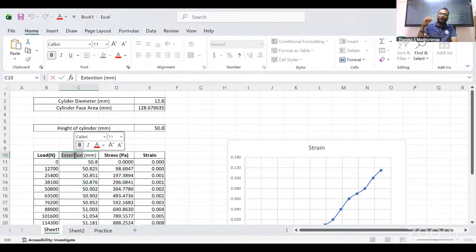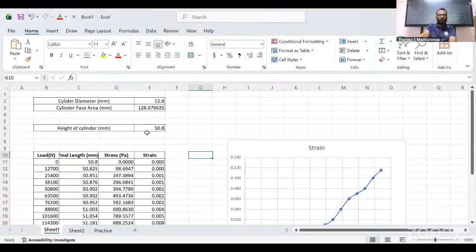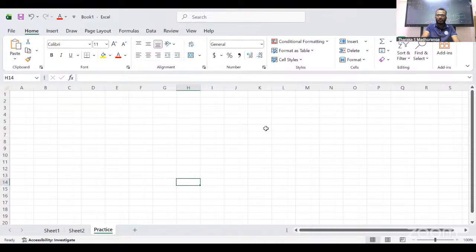From the experiment, this must be the final length, right? Final length. Okay, these are the experimental data. Now I am going to prepare this data sheet and graph in our practice sheet. In our practice sheet. Okay, clearly understand, right? Clearly understand.